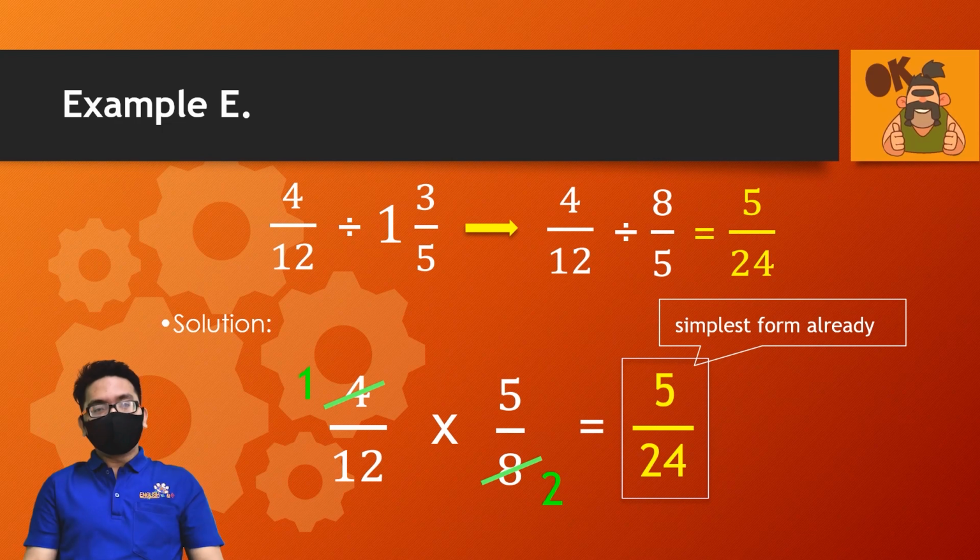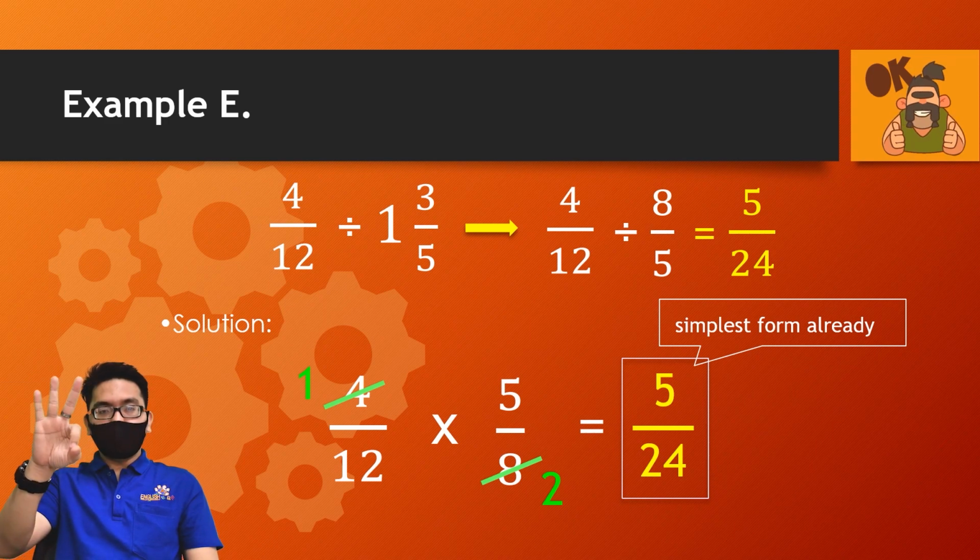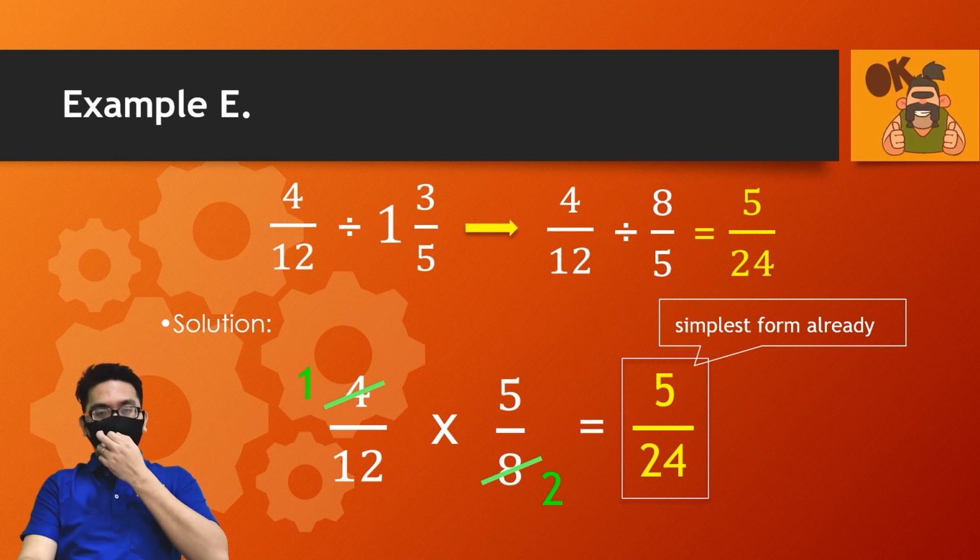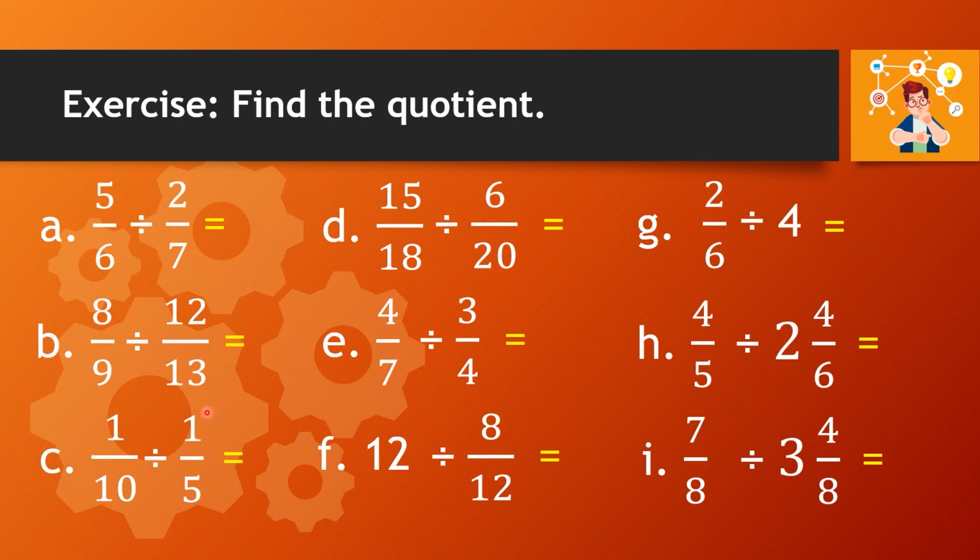Alright, students, do you understand our topic? Again, for division of fractions, remember the 3 keywords: keep, change, and flip. Alright? Now for your exercise, we have letters A to I. You can copy this exercise in your notebook or you can print. Find the quotient. I want you to show your solution also, okay? You can use cancellation method or standard method. It's up to you. Okay?